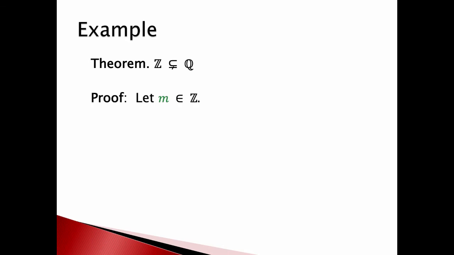Okay, so how do we do this? Well, simple direct proof. This is fairly trivial. Pick a number which is in Z. I'll call it m. Now, how do I show that it's a rational number, right? So think about a number like 4. How do you write 4 as a fraction? Well, you'd write it as 4 over 1. So that's what we do here, right?